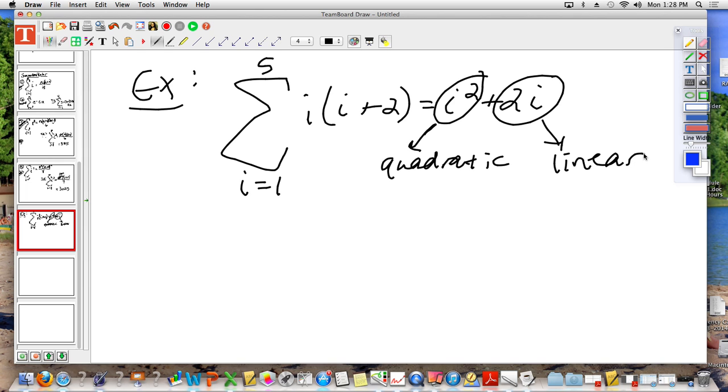Oh, so you have to combine them. You'd have to do one of them, and then the other one, and then you combine your results. Okay? All right, so you're going to have to separate them. You go from the first term to the 5th term of i squared. You do this.